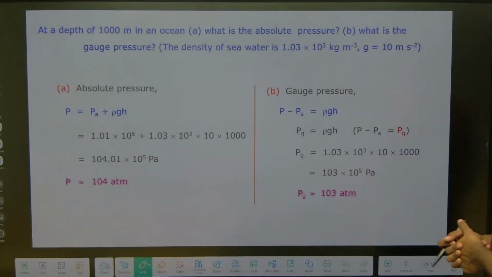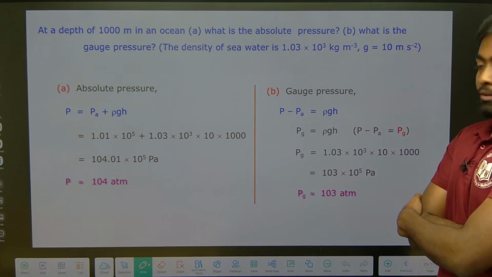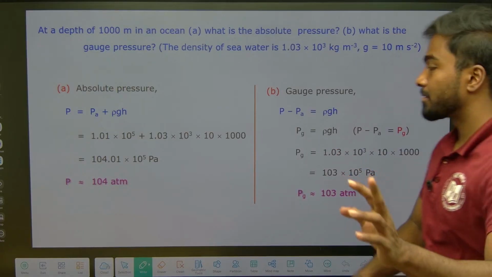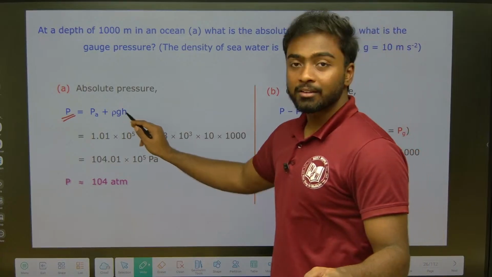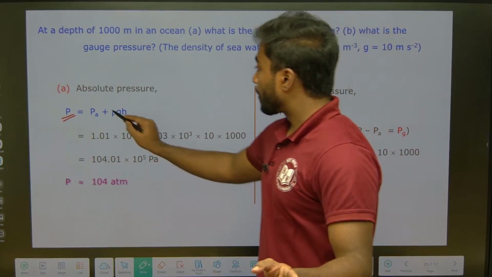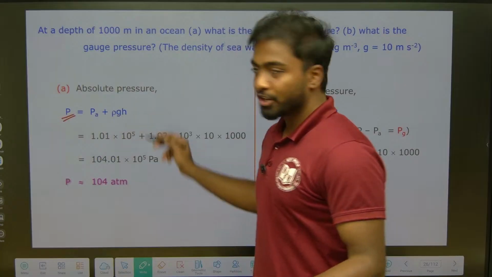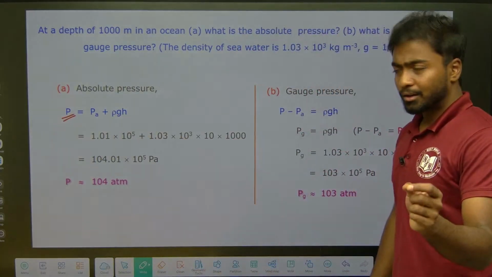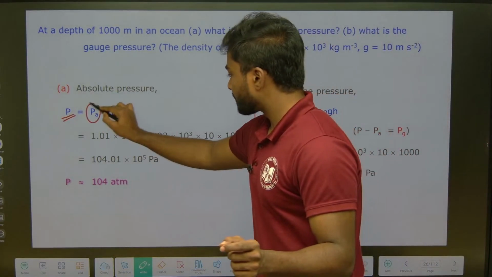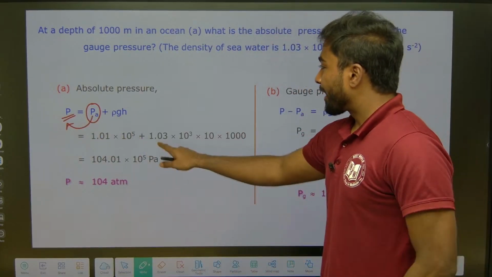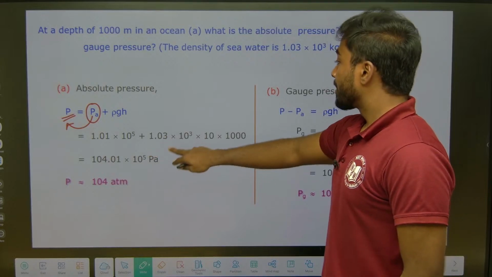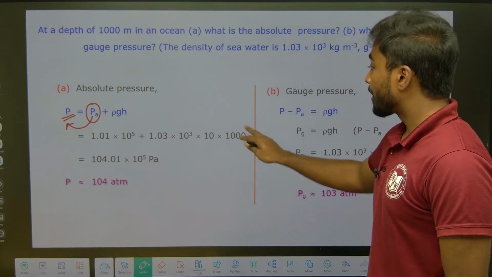So the first one, absolute pressure we need to find, right? Absolute pressure in the sense we need to find the P value, right? So P will be equal to PA plus rho gh. When I talk about P minus P naught, I will get the gauge pressure. One simple logic: I should take this PA to the left hand side, right? So 10 power 5 plus 10 power 3 into 10 into 10 power 3.